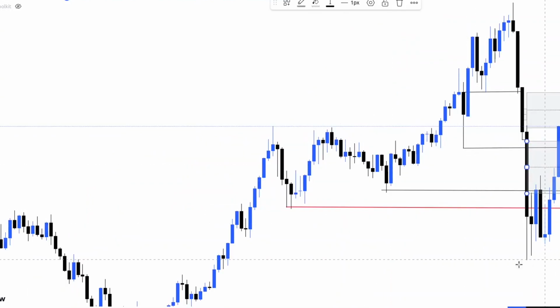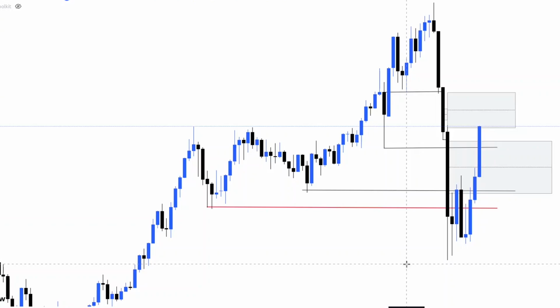As you can see here, price did not respect this fair value gap. Price did not respect this fair value gap here. So practically I'm still changing my order flow to bullish. So my draw on liquidity will still be bullish. I will have to switch to my lower time frame to establish my entry.